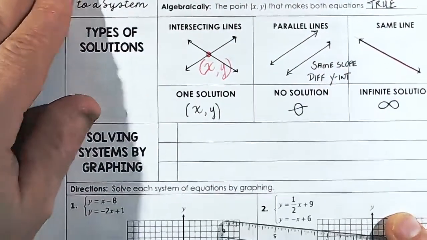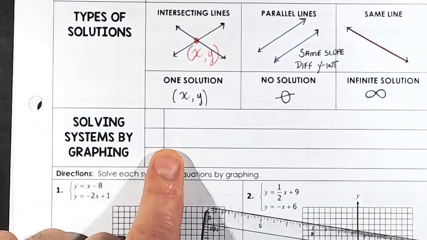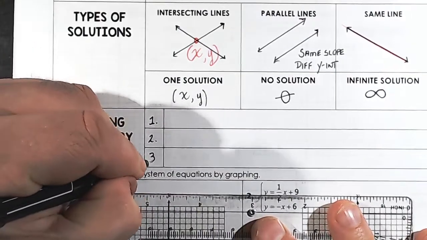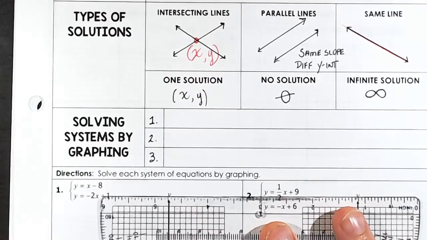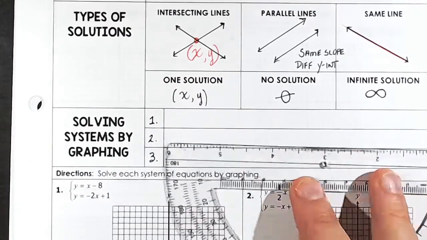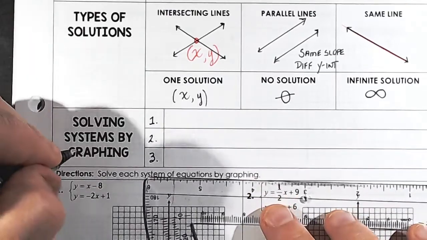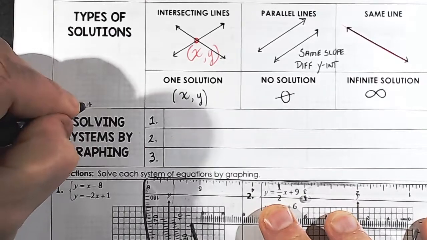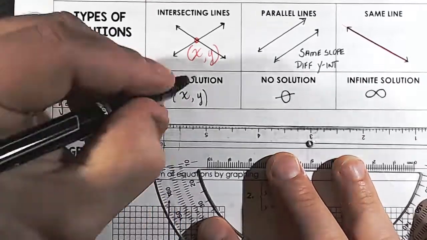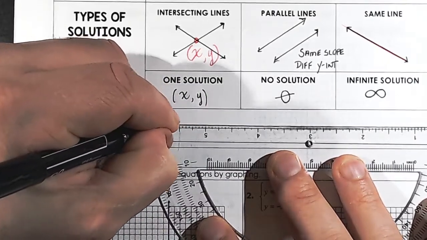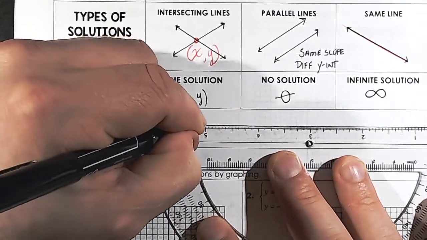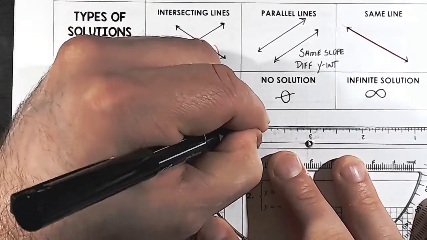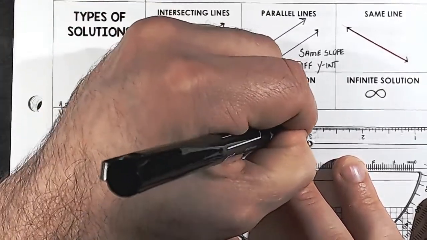All right, so how do we solve systems by graphing? There are three steps to solving systems by graphing. The first step is to rewrite the equations in slope-intercept form. And just a little reminder, slope-intercept form is y equals mx plus b. So rewrite the equations in slope-intercept form. That's the first step.